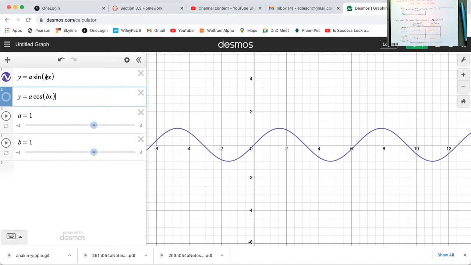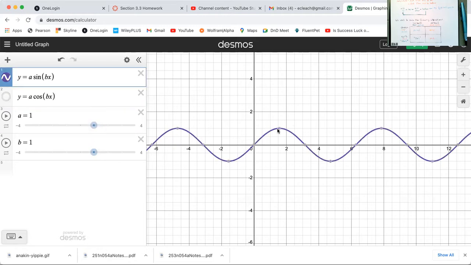Let's see what happens when we change the value of A, multiplication after the trig function. What I mean by after the trig function is, if we plug a value of x in, the first thing that happens is we multiply by B. The next thing that happens is we take the sine of what we get. And the third thing that happens is we multiply by A. So let's watch what happens when I multiply by A.